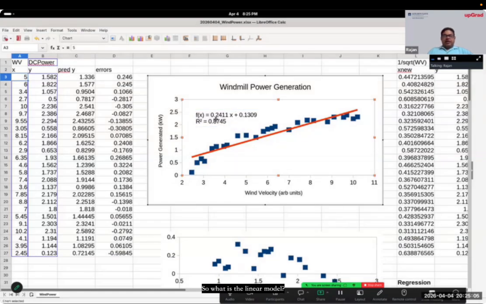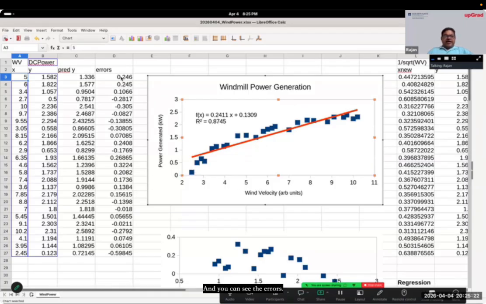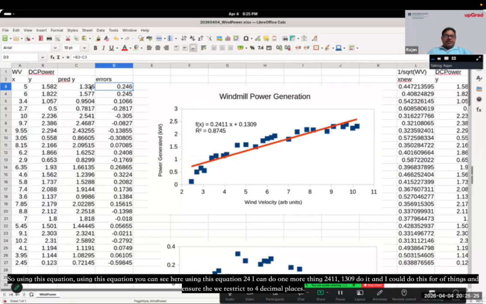So what is the linear model? Beta 1 is 0.2411, times x, where x is the wind velocity and f of x is the power produced. Now you can see the errors. Using this equation, I can do some more explanation of the odds.